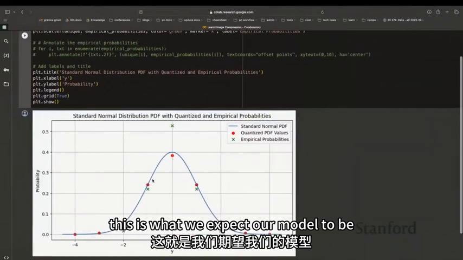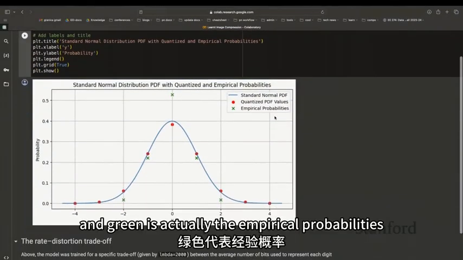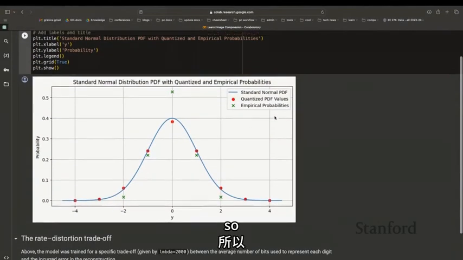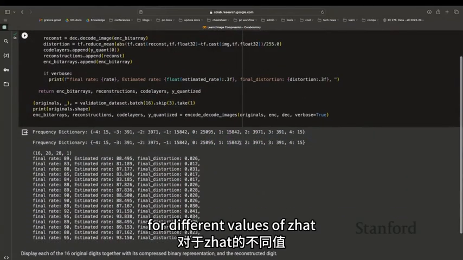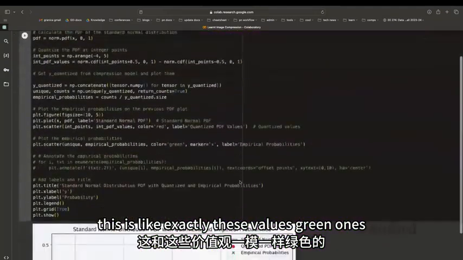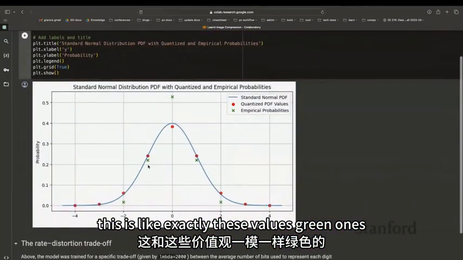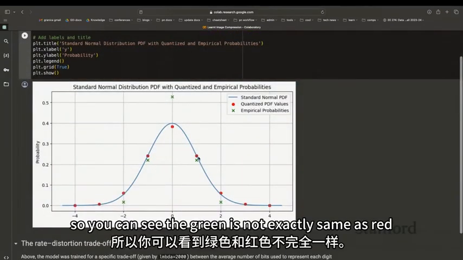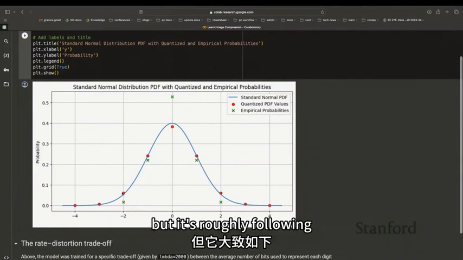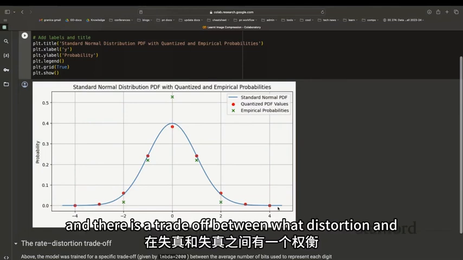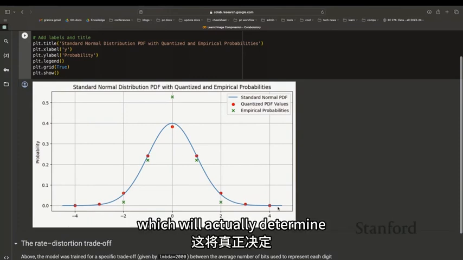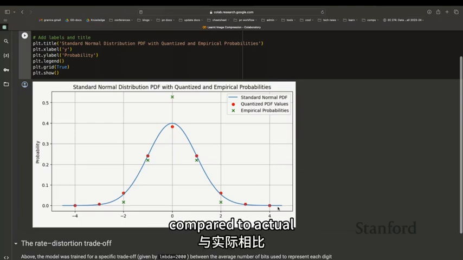This is what we expect our model to be. And green is actually the empirical probabilities. So remember this Z hat table which I was showing you for different values of Z hat. This is exactly these values, the green ones. So you can see the green is not exactly same as red, but it's roughly following the red, so it's roughly Gaussian. And there is a trade-off between distortion and all those things, which will actually determine the empirical distribution compared to the actual.